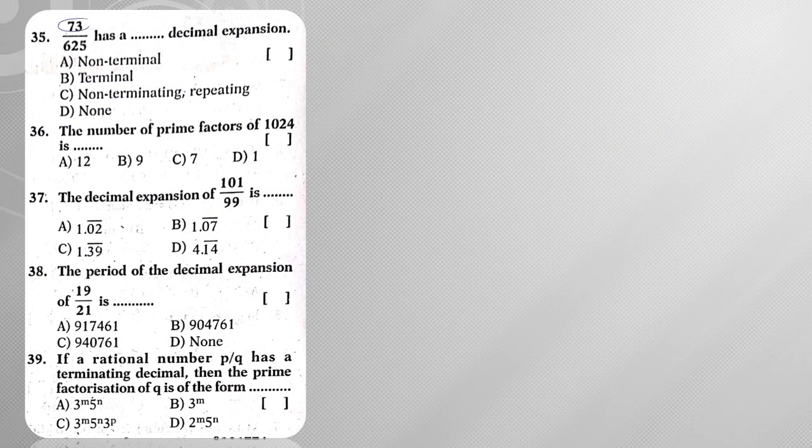Here 73 is a prime number, so there won't be any cancellation process. Now this denominator 625 can be written as 5 power 4, hence it is in the form of 5 power 4 into 2 power 0. Since the denominator is in the form 5 power 4 into 2 power 0, it is a terminating decimal, right?